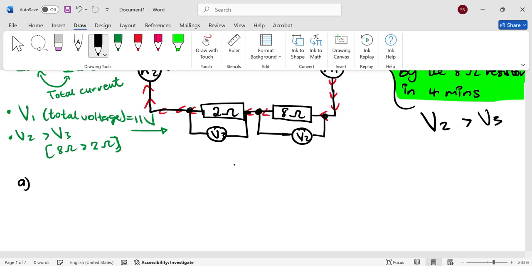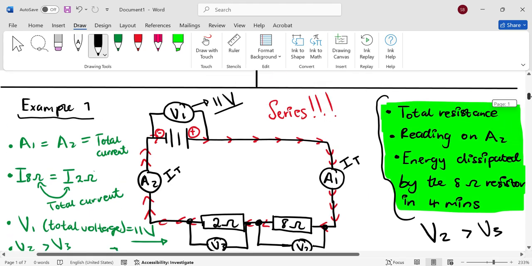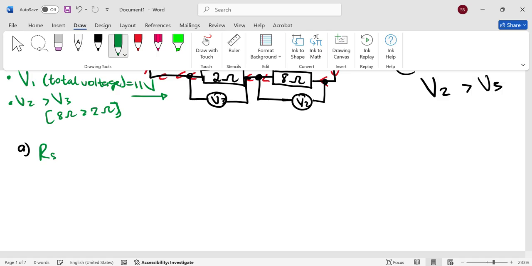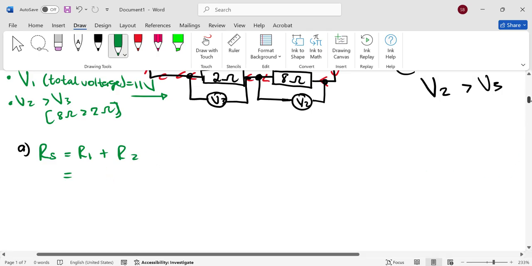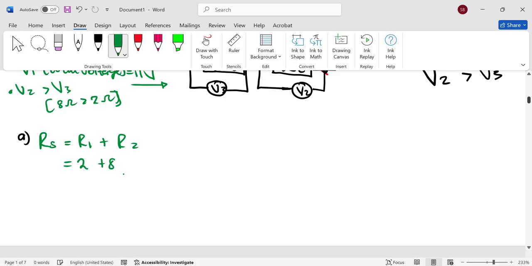So what does question A say? It says to calculate the total resistance. What do we know? Since these are resistors in series, we use the equation R series equals R1 plus R2. Why am I ending at R2? Because I only have two resistors in series. Thus, R1 plus R2 should give me the 2 ohm plus the 8 ohm, which becomes 10 ohms. So this is R series, but also the total resistance.